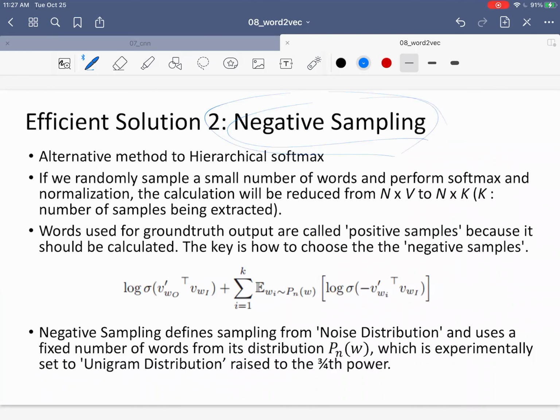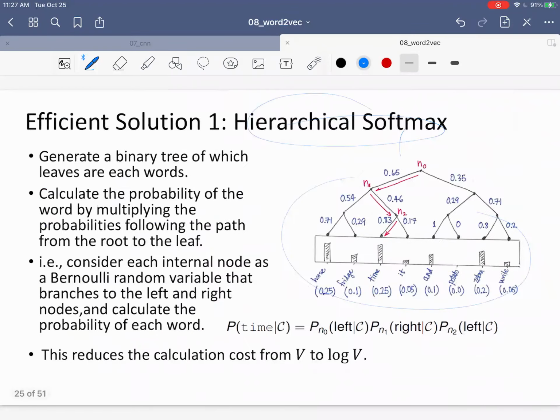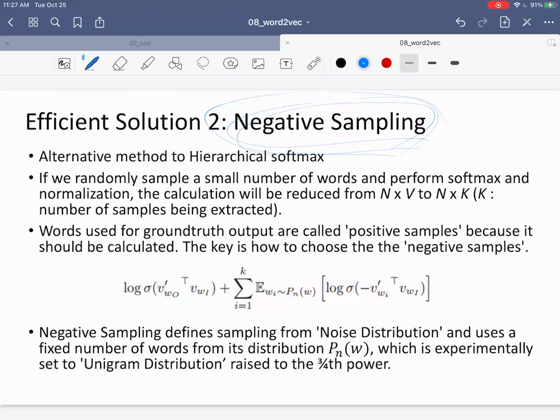So as I said, instead of going through the entire dictionary, you sample a fixed number of samples from your English dictionary, and then basically it's an approximation. So people use this. Well, I mean, people don't use Word2Vec anymore, but if you wanted to use Word2Vec, you should probably use negative sampling. Right. So that's the technical details.